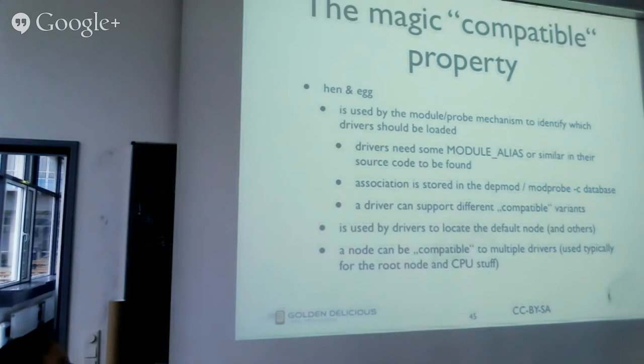And finally, a node can be compatible to multiple drivers, which is the reverse of the above. This is usually used for the root node. The root node is compatible to several components on the full system, for example, the power controller and the CPU, or for CPU stuff or system on chip stuff. A node describes components that are handled by multiple drivers. So this compatible is matching drivers with the nodes.